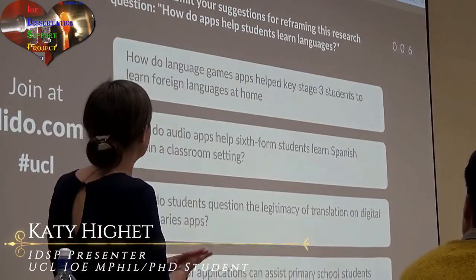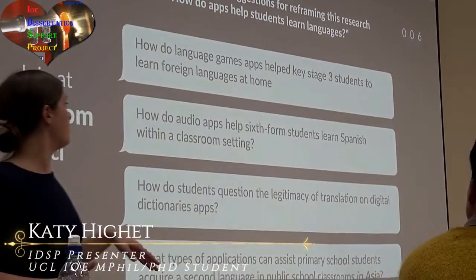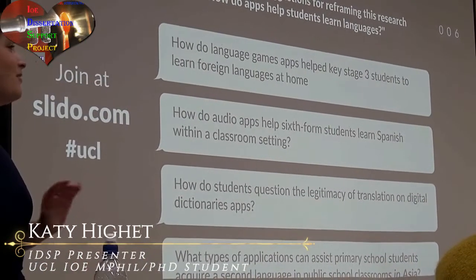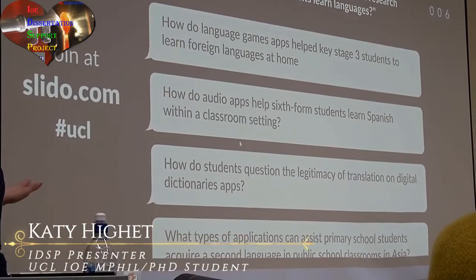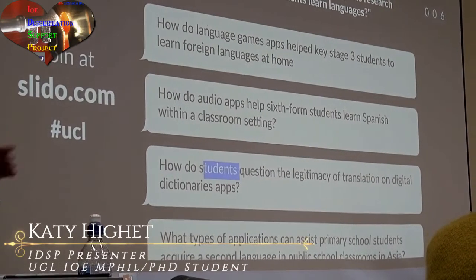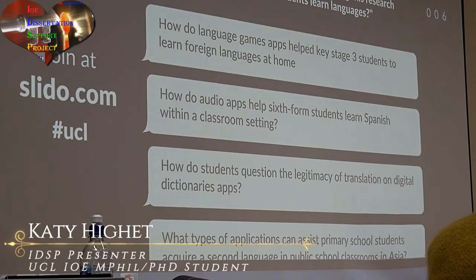How do students question the legitimacy of translation on digital dictionary apps? Great, I really love that lateral thinking. I was not expecting a question like that. Fantastic. Again, you might want to put in what type of students. Are you talking about university level students? I'm guessing probably not nursery level if we're talking about questioning the legitimacy of translation.